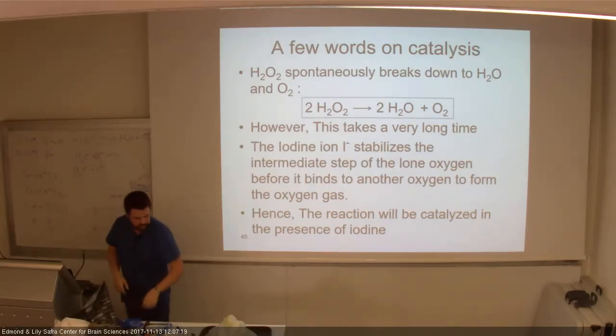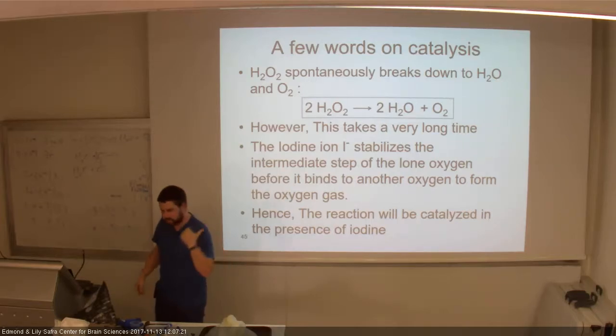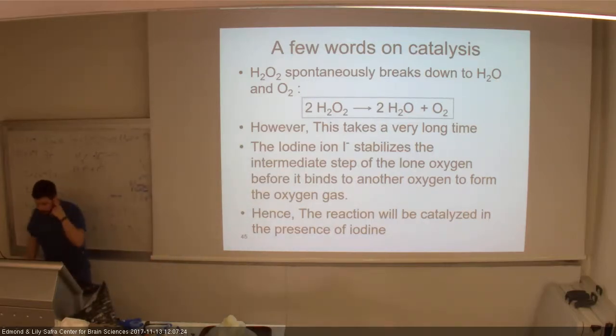Also, you saw fumes coming out of it because this is an exothermic reaction. The bond between the oxygen and the water is high energy, so it releases energy to the environment.